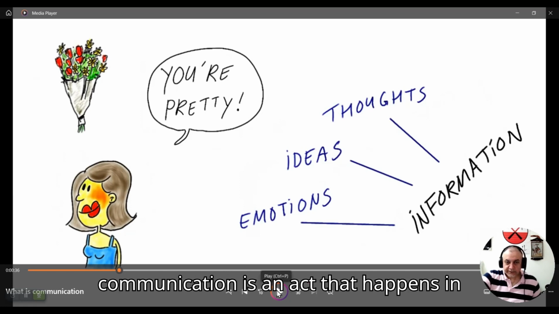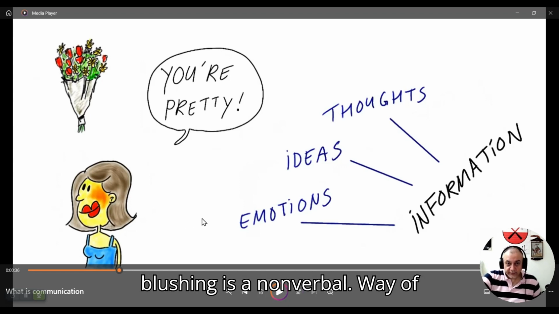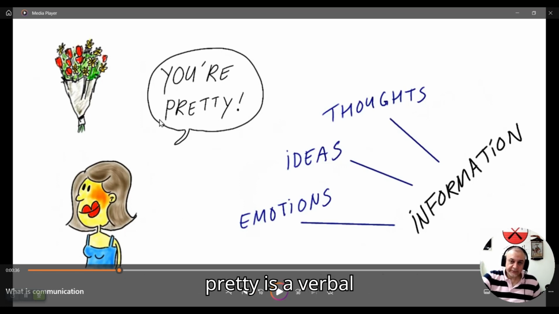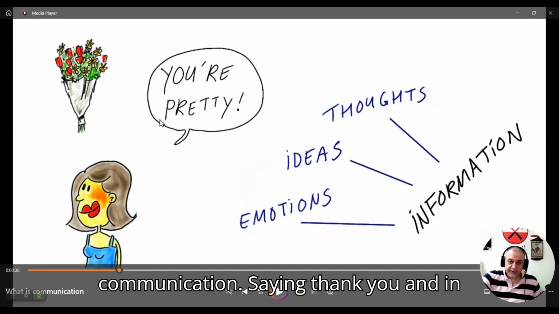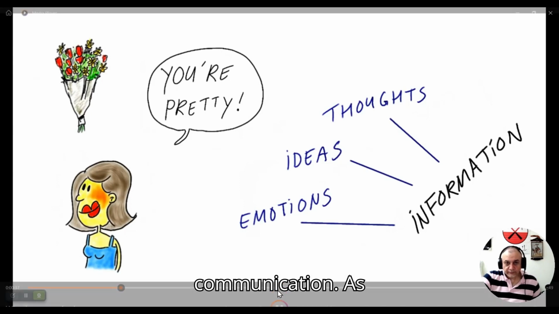So communication is an act that happens in our everyday life and in many different forms, such as verbal and non-verbal, right? Seeing a bouquet or blushing is a non-verbal way of communicating. Saying the words "you are pretty" is verbal communication. Saying thank you in response is a way of communication.